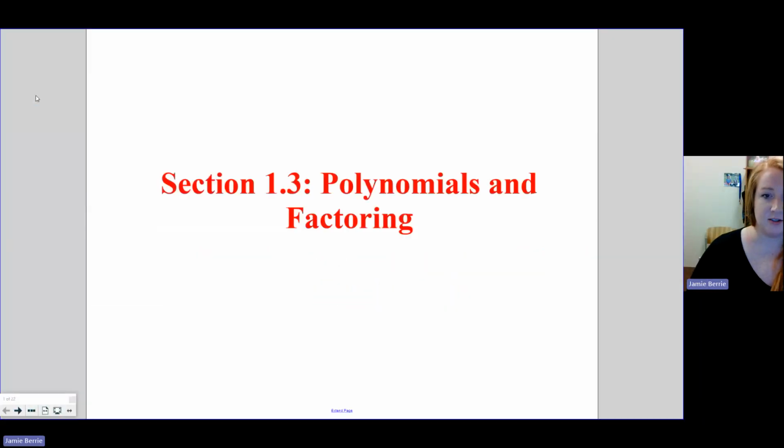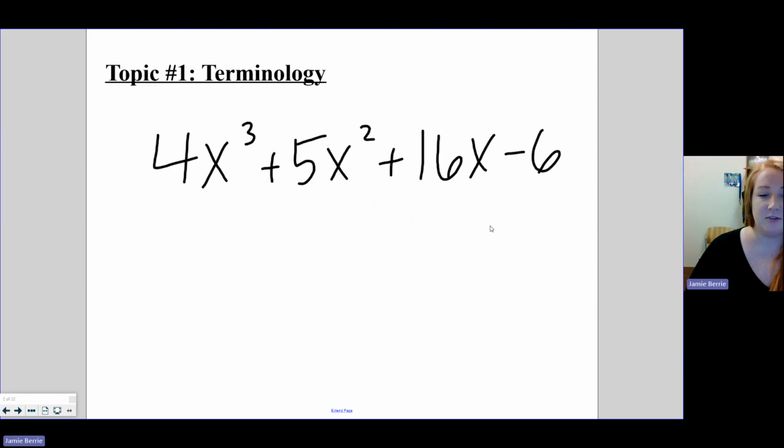All right, so polynomials and factoring. The first thing that we need to talk about is just some terminology. Whenever we're dealing with polynomials, you'll keep hearing me refer to certain vocabulary words, and I want you to know what I mean by that. So starting here, I just picked this random polynomial. It's nothing special or fancy. This is how I would read it: 4x cubed plus 5x squared plus 16x minus 6.